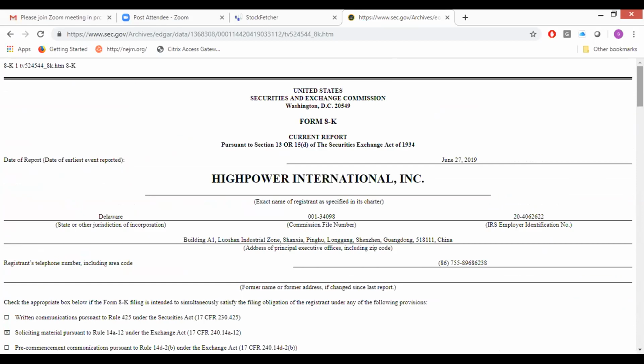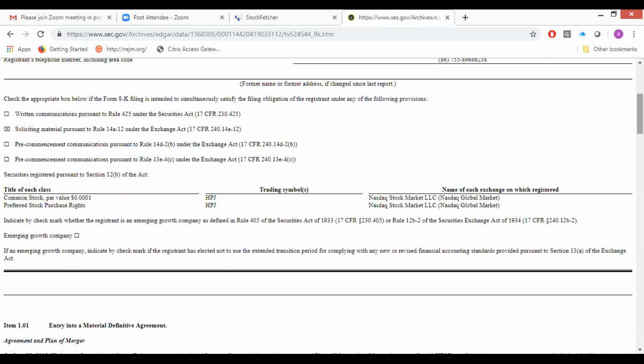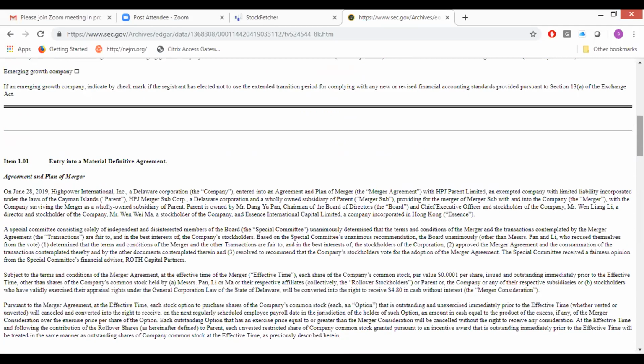Current report, High Power International, based in Delaware. Phone number, material. So the common stock. Agreement and plan of merger. Okay. So who's going to be merged into whom? The merger with High Power International is merging with HPJ Parent Limited, an exempted company with limited liability under the laws of the Cayman Islands. Ooh, what does that mean? Cayman Islands is where you hide your money, and it's not taxed. Yeah, these people are from Hong Kong. Sharks. I don't know about this.